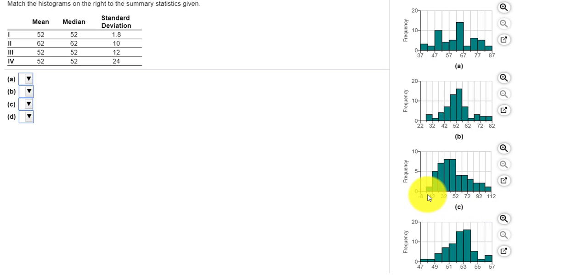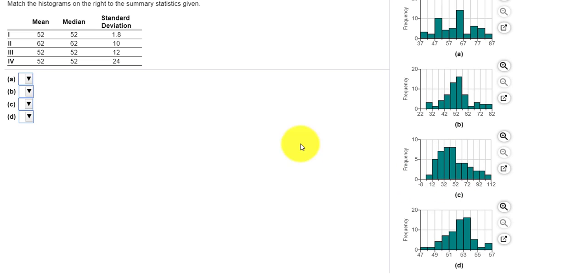This is going from, looks like maybe 4 all the way out to 112. So, and I think when I look at, from 47 to 57 to 22 to 82, this seems to have the largest spread. So I think this graph, I think that's C, would have the greatest standard deviation. So I'm going to put number 4, because that's the biggest standard deviation, with letter C.